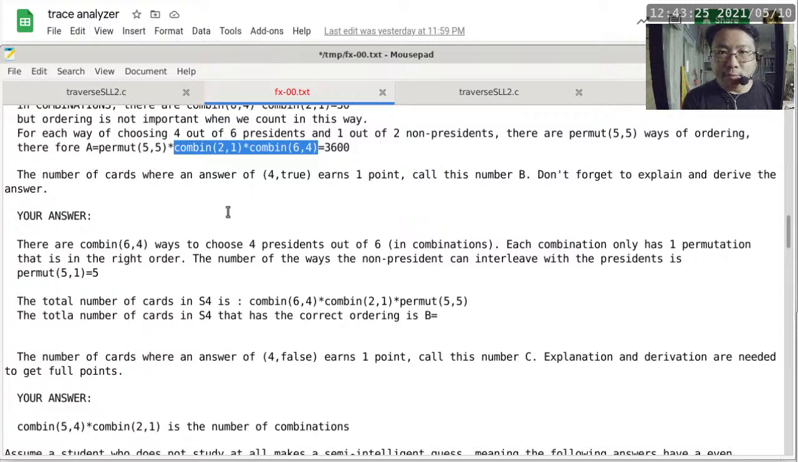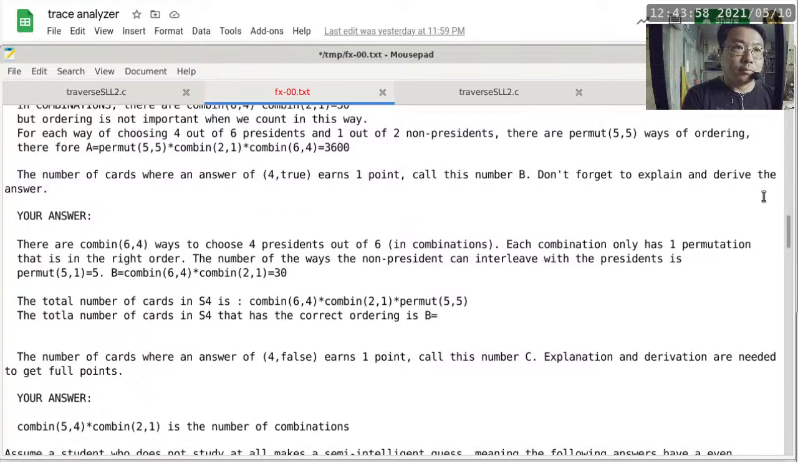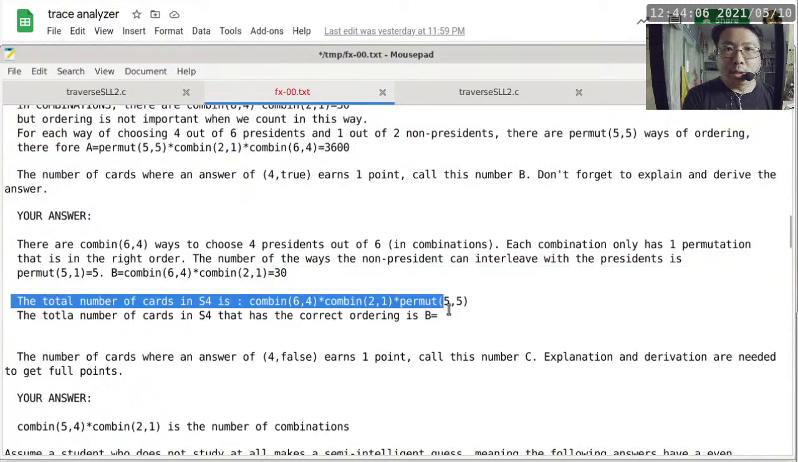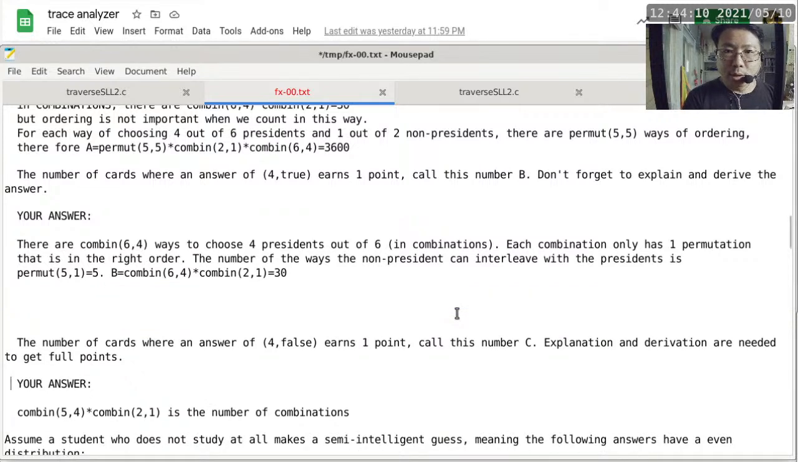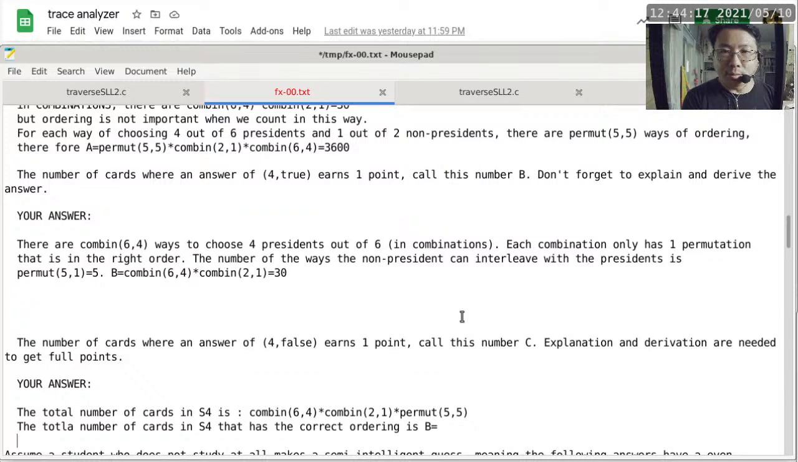All right, so in this case, we have 4-1. I accidentally changed the right answer in this case. So B equals 2 combin 6-4 times combin 2-1, and that without multiplication by the permit 5-5. I think that's 30. I'm just looking on the side. Yep, so that's just 30. And then these 2 lines belong to this answer here. So I accidentally put the answer to the wrong place.